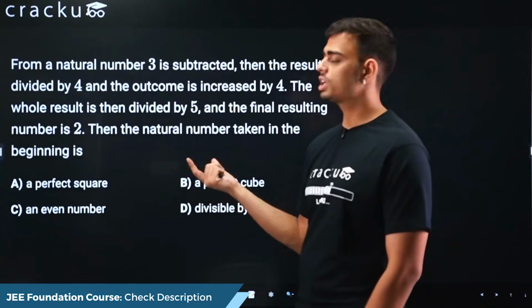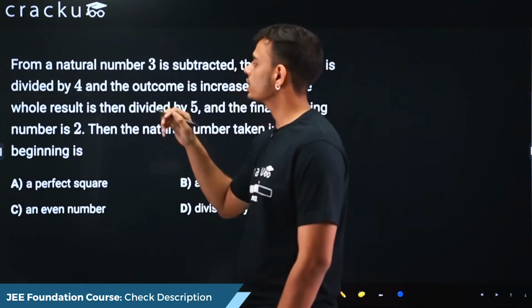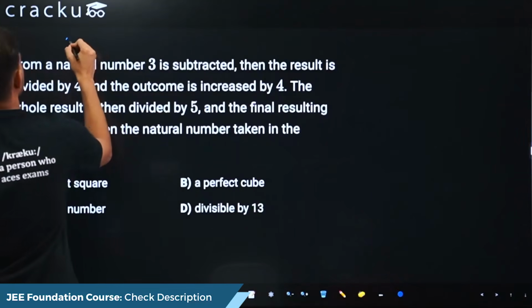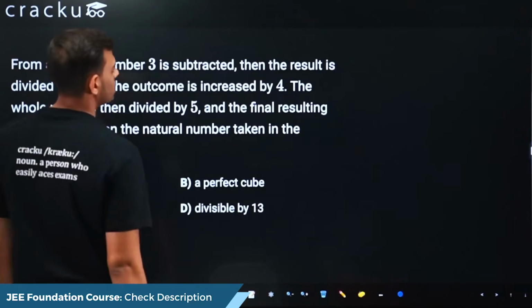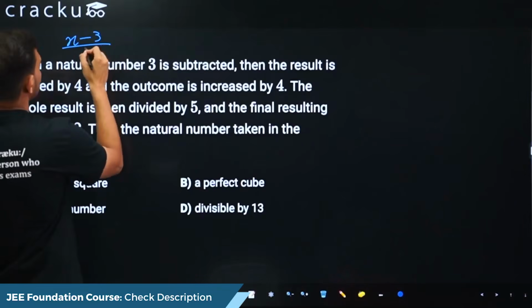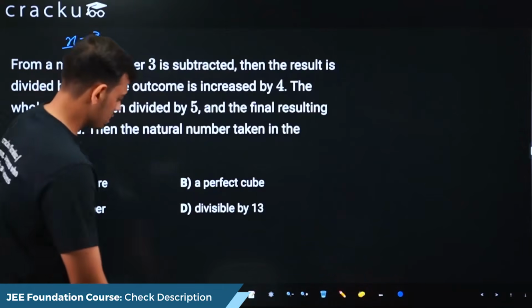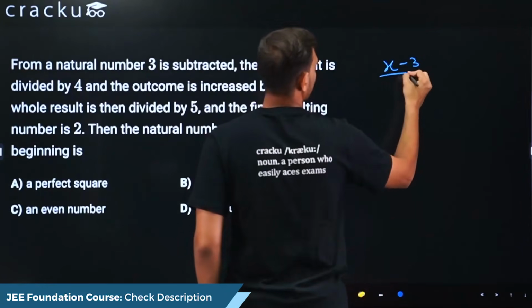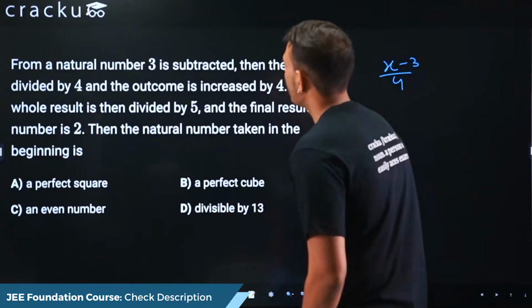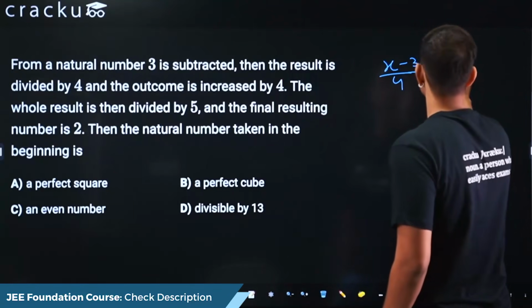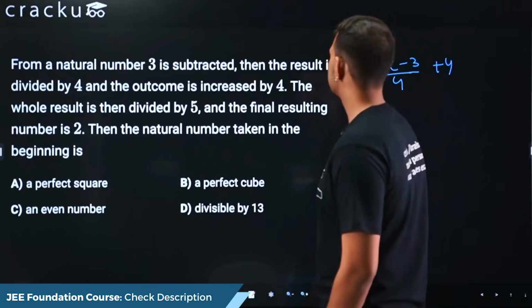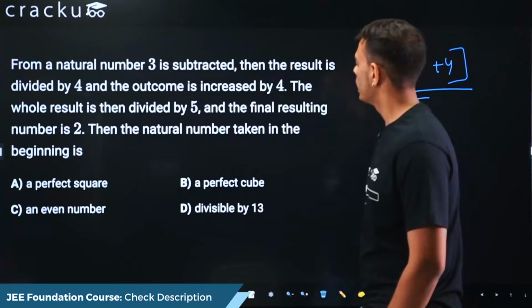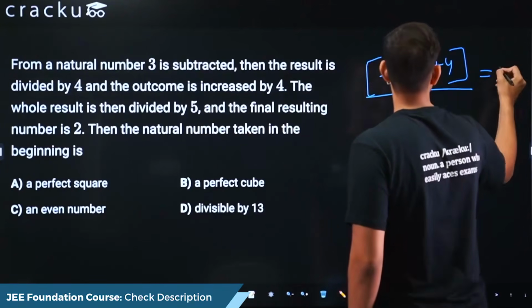In this question, we are given some operations on a natural number. We are given that from a natural number 3 is subtracted. Let us assume the natural number to be x. We are subtracting 3 from it. Then the result is divided by 4. I'll write it at some spacious place. 3 subtracted, then divided by 4. Next, the outcome is increased by 4. Okay, so the whole result is then divided by 5. And the final resulting number is 2. So this is equal to 2.